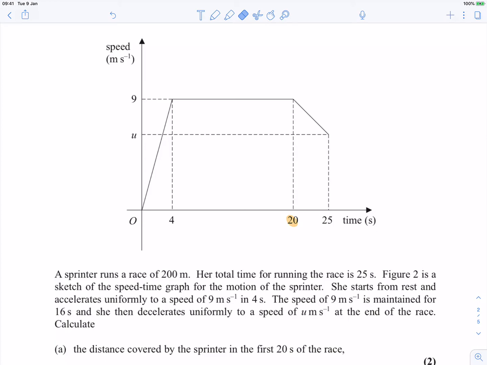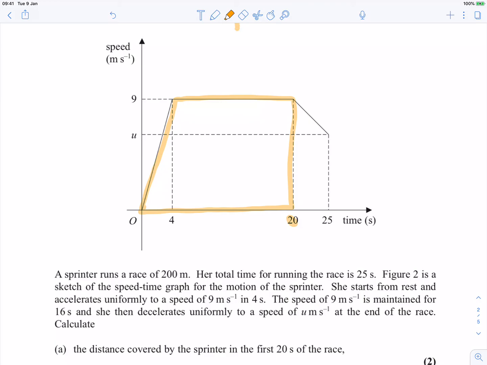And then she decelerates uniformly, so she slows down at a constant rate, so it's going to be a line going downwards to a speed of u. So this height should be u on the vertical axis. Calculate the distance covered by the sprinter in the first 20 seconds of the race. Okay, so the distance covered in the first 20 seconds of the race is what's the area of this trapezium.